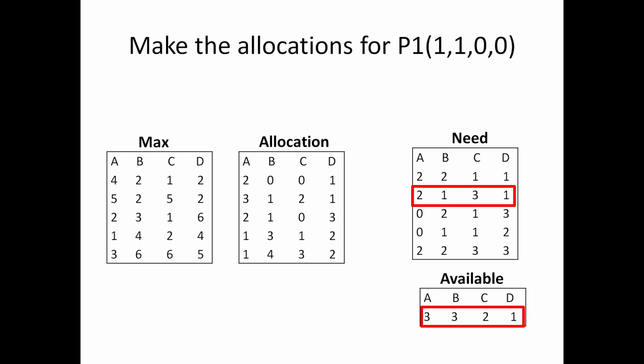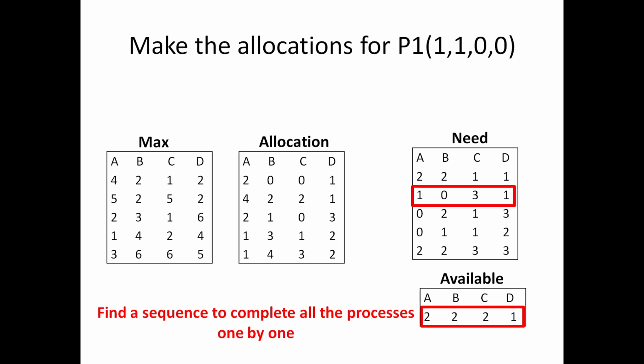But now we have to evaluate whether the system will be safe after this allocation. So we have to make this allocation and make the necessary changes in the data. After that we have to call the Banker's algorithm. So that is what is being done here. We make the allocation for P1, which leads to this set of values.